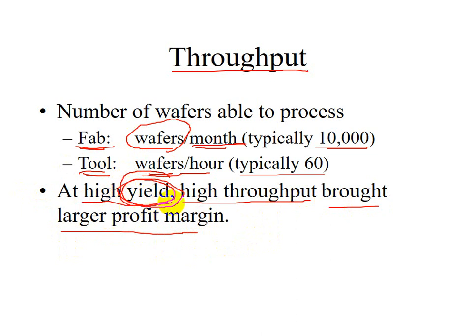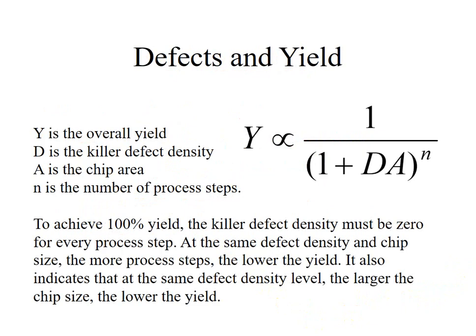No yield, no profit. The higher the yield, the higher the profit margin. This is the so-called cost and yield. And if you have defects on your wafer, that can also influence your yield. The yield can be described approximately by the following equation.